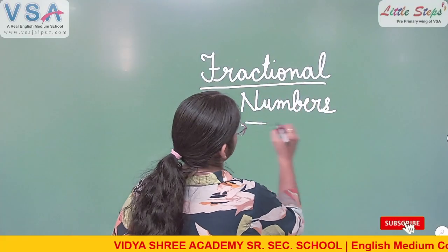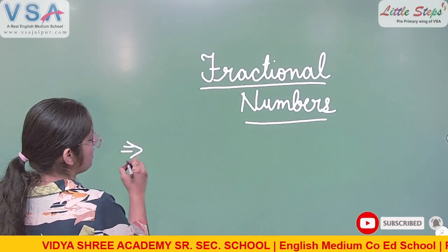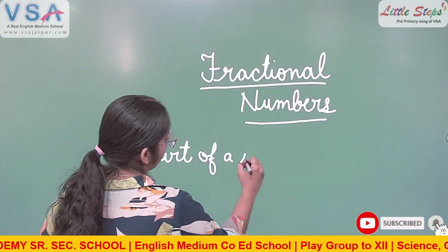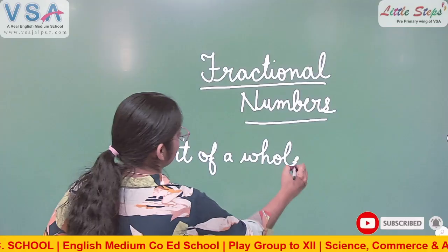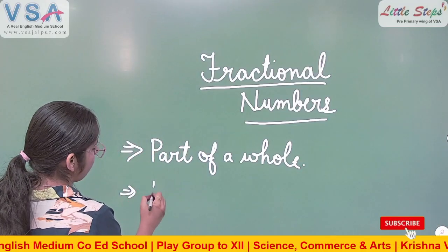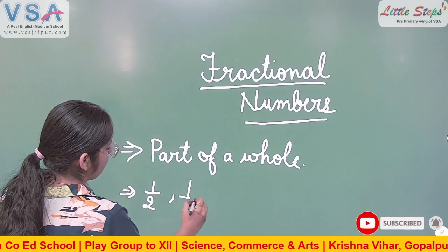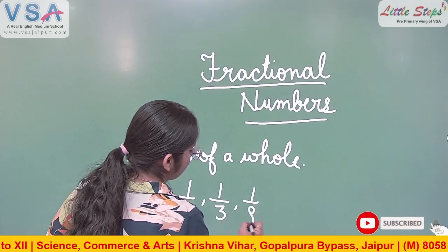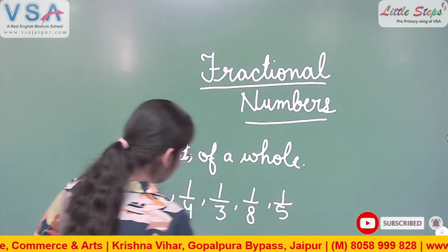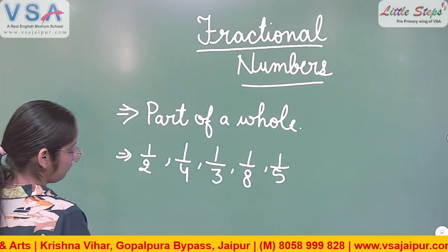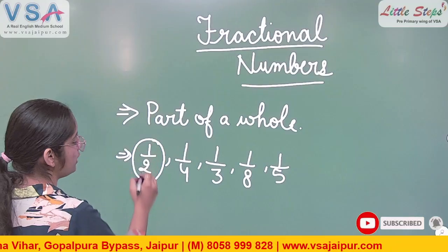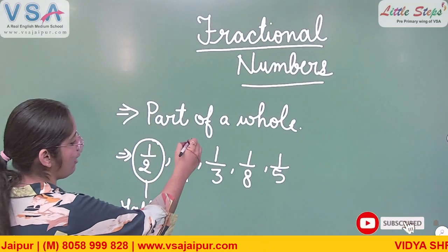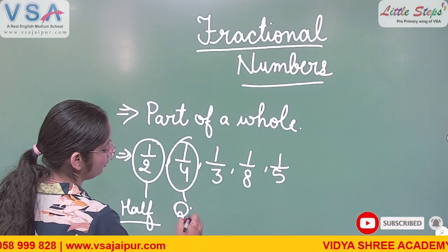What are fractional numbers? Part of a whole. It can be 1 upon 2 or 1 upon 4 or 1 upon 3, 1 upon 8, 1 upon 5. If we talk about 1 upon 2, it is known as half. 1 upon 4 is known as quarter.